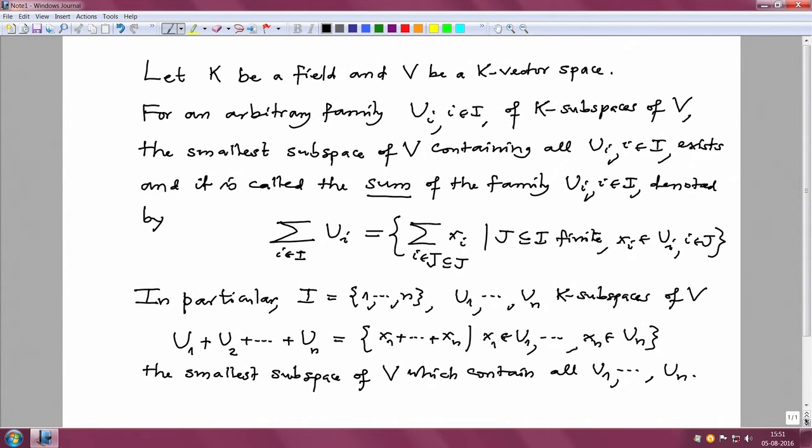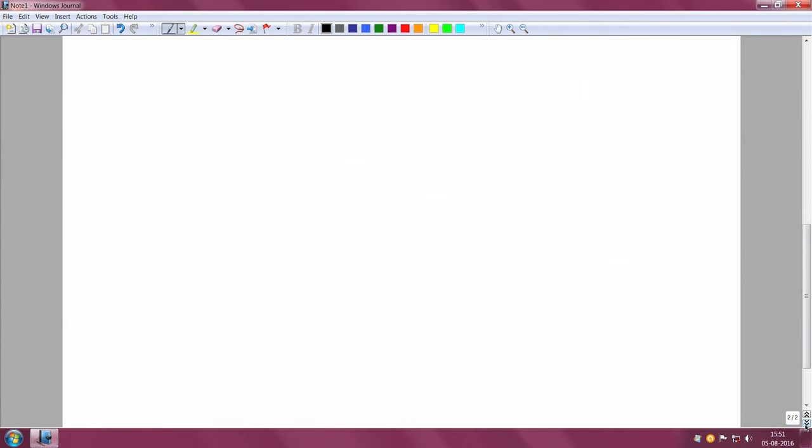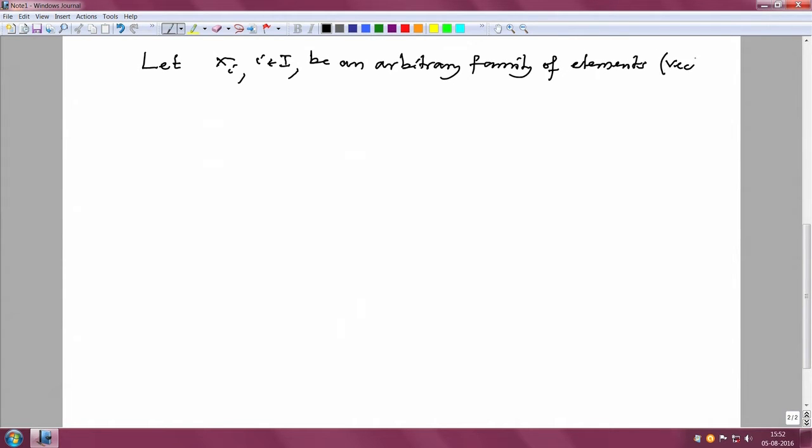Okay, so let's continue. I want to give a couple of remarks. So how do we construct this from a family of vectors? So let x_i, i in I, be an arbitrary family of elements. Remember, we are also calling elements of a vector space vectors, in V.